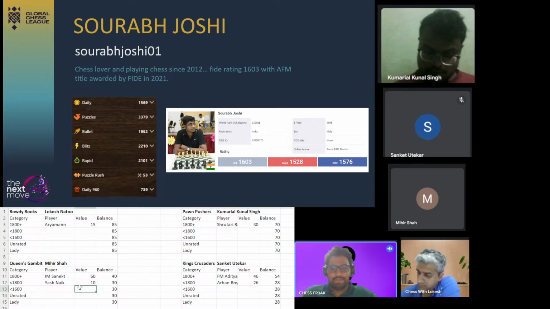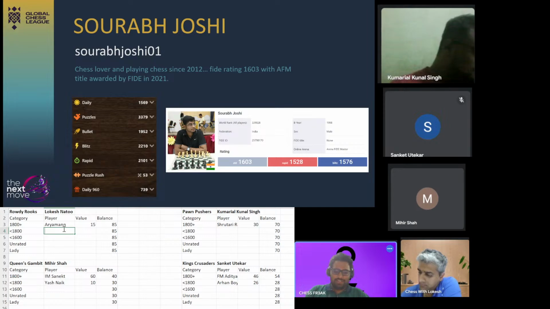Kumar Kunal Singh, do we see any bids from you? You two are the only players who are left to buy in this segment. So do we see any bids? 20 points, Lokesh Natu, Rowdy Rooks, Saurabh Joshi going to Rowdy Rooks for 20 points. Going once. I don't see any interest from Kumar Kunal Singh. Going twice at 20 points, Saurabh Joshi to Rowdy Rooks. And guys, since I don't see any interest from him, Saurabh Joshi sold to Rowdy Rooks at 20 points.